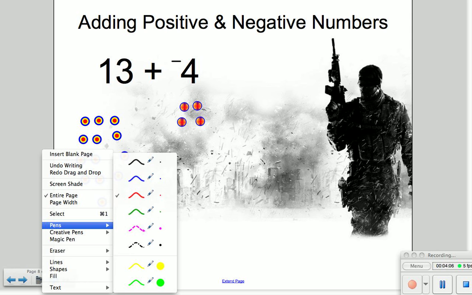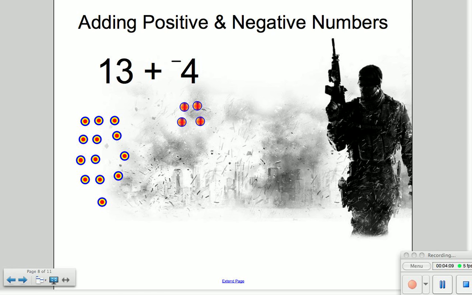Okay, and they do battle, as soldiers do, and for each one on this side that is wiped out, another one on this side is wiped out. So, oh no, the humanity, think of the children. All right, so when all is said and done, you have 4 members from each team wiped out.